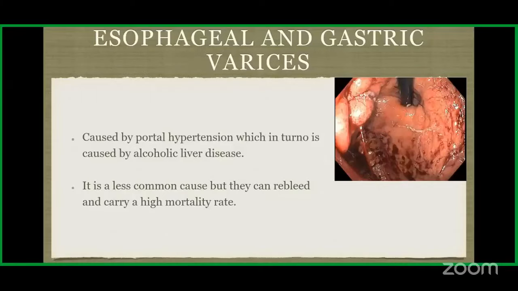Coming to esophageal and gastric varices. Variceal bleeding is less common. It constitutes about 10% of the GI bleed cases in the ER. But it has a tendency to rebleed, and the mortality rate in such cases is higher compared to other causes. It is mostly caused by portal hypertension in underlying alcoholic liver disease.